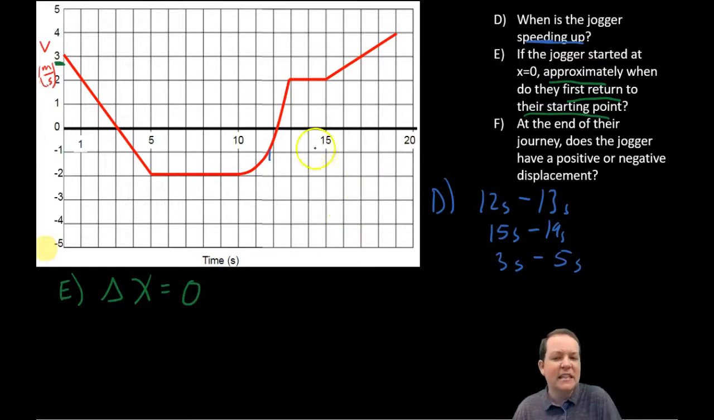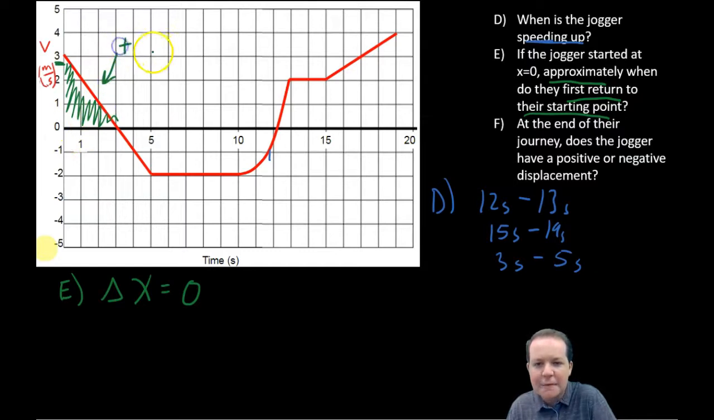What determines displacement in a velocity graph? Oh man, we just went over it. The area under the curve. So in the beginning, the jogger starts out with some positive velocity, and some positive displacement. Again, I'm not going to do any math here. I don't have to. It says approximately. It doesn't say calculate. So in the beginning, from this 0 to 3 seconds, they have some positive displacement.